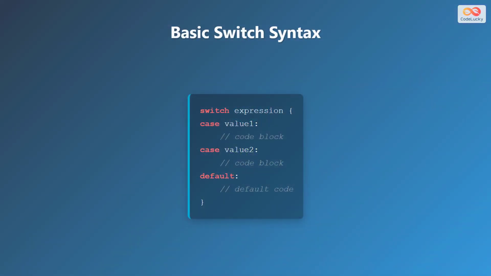Here is the basic syntax of a switch statement in Go. The switch keyword is followed by an expression. Each case represents a possible value for that expression. If a case matches the expression's value, the code block associated with that case is executed. The default case is executed if none of the other cases match.